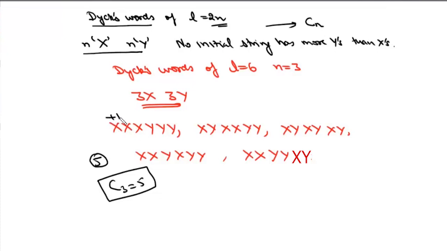If we choose this x is plus 1 and y is minus 1, then every initial string should have more or equal plus 1s than minus 1s. So it is same problem formulation, except that instead of plus 1 and minus 1, we are choosing x and y. Now another application of Catalan numbers is in parenthesis problems.